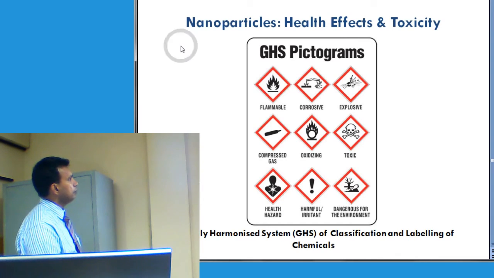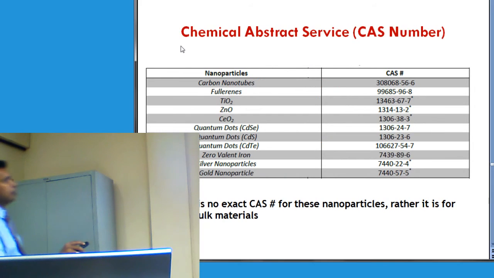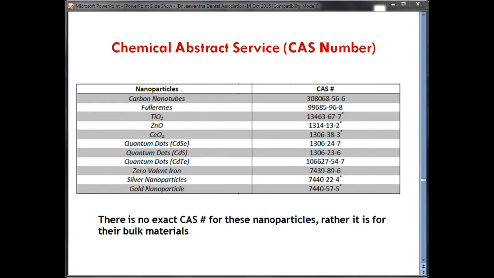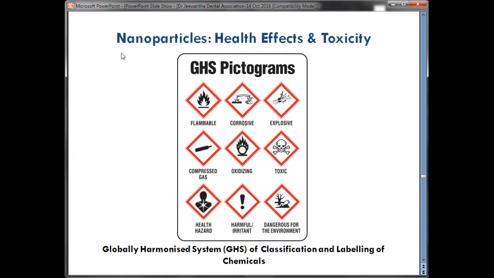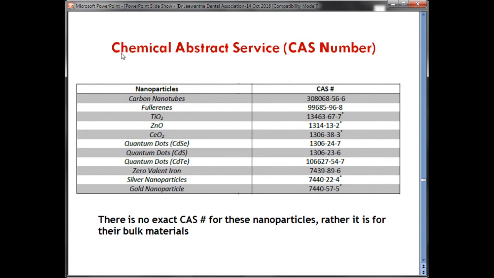That is about the nano. Let us move to nanoparticle. And also we have the Chemical Abstracts Service CAS number, but unhappily there is still no exact CAS. CAS means Chemical Abstracts Service number according to this GHS. This is a well accepted, globally practiced notation. And for nanoparticle, there is no CAS number, rather it is for their bulk materials.